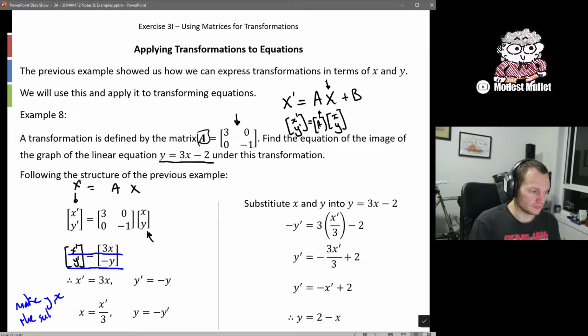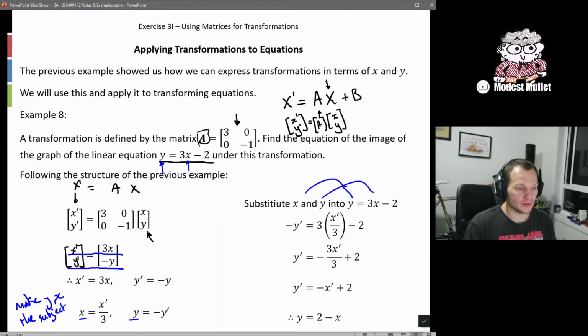So we want to get x by itself and y by itself. Why do we want to get that? Well, that's what's in our old equation. We have an old x and old y. We want to substitute in to get something that has x dash and y dash, our new values, which is what we do. Over here, we're subbing these 2 bits into the equation that we're asked to transform. And then it's just a matter of rearranging so that it looks like y dash equals something. So that's using the dash substitution method.